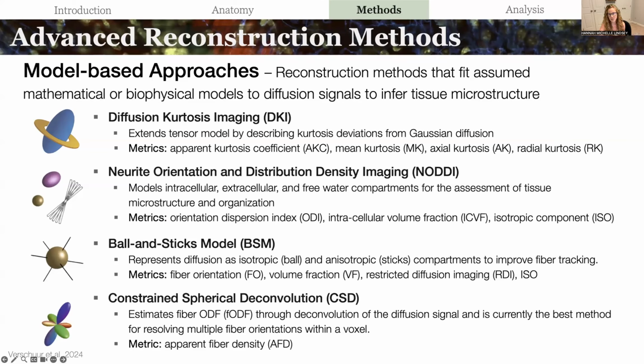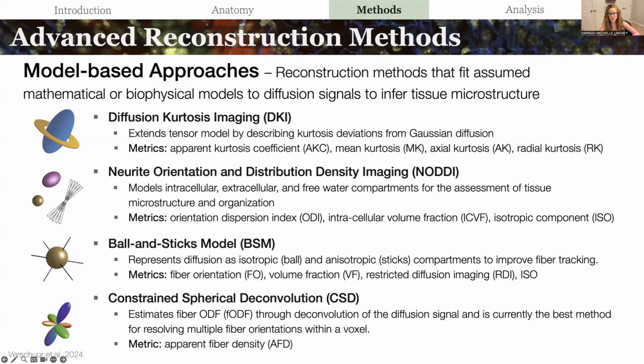There's also scalar metrics, mean, axial, and radial kurtosis. It's used to quantify microstructural complexity and heterogeneity in tissues, which makes DKI particularly useful in detecting subtle changes in pathology. It's also simple to implement and can be used with many existing data sets that relied on DTI, but it is limited by its assumption of uniform kurtosis within the voxels.